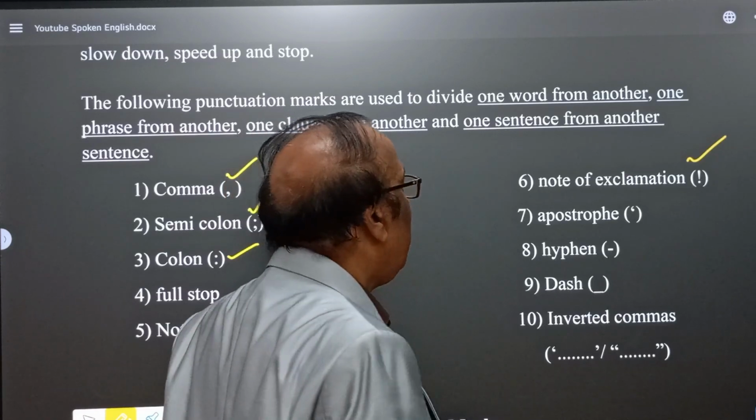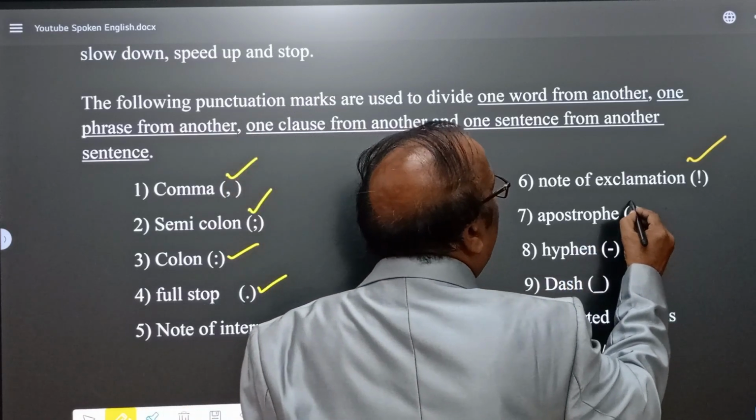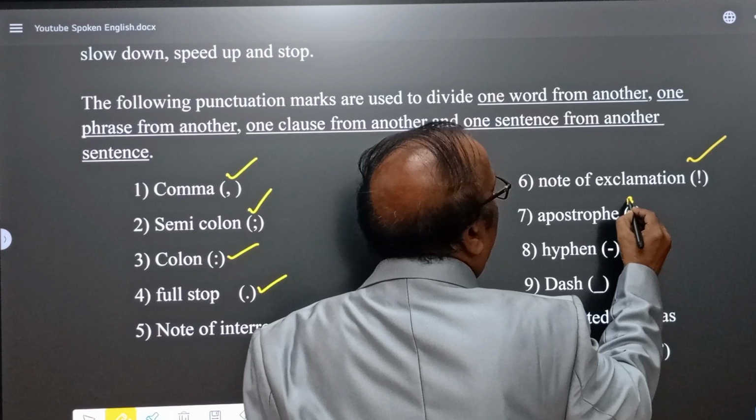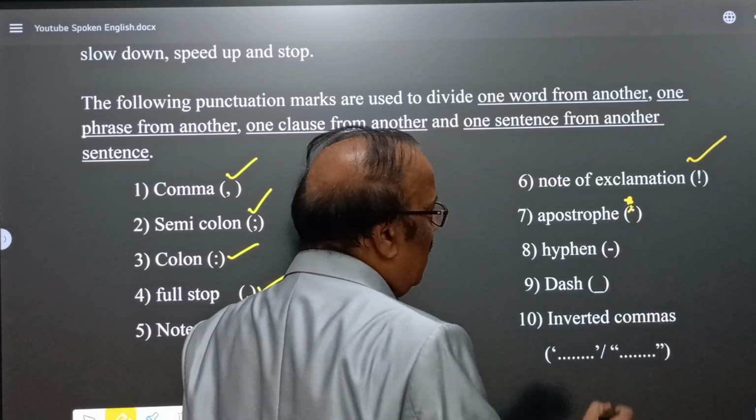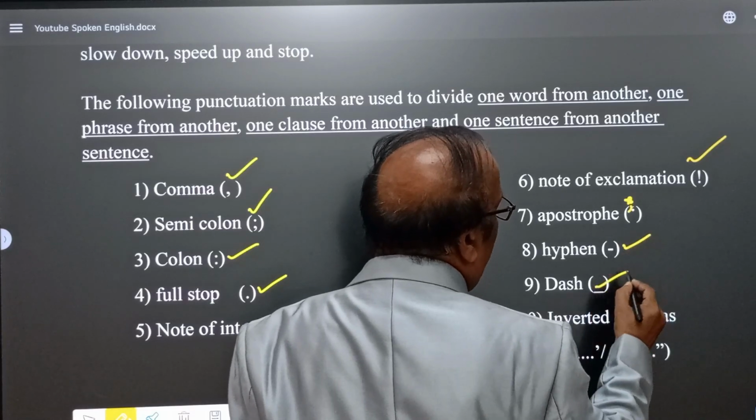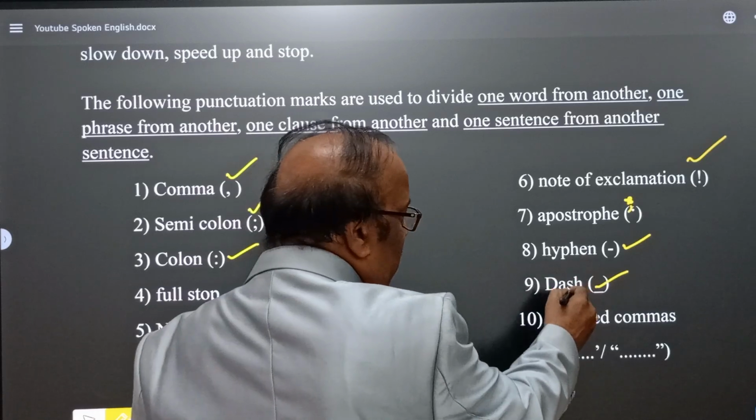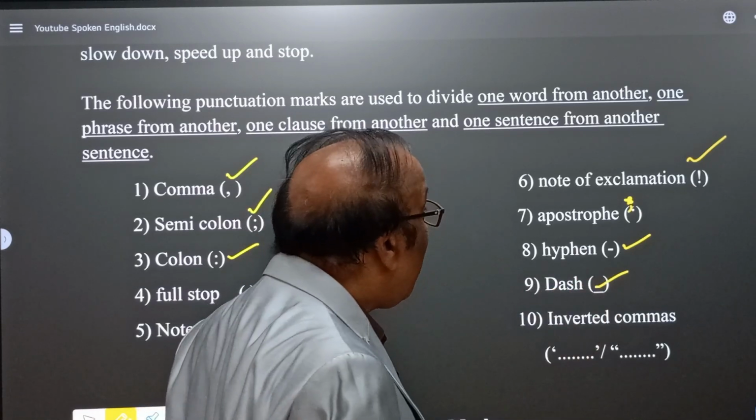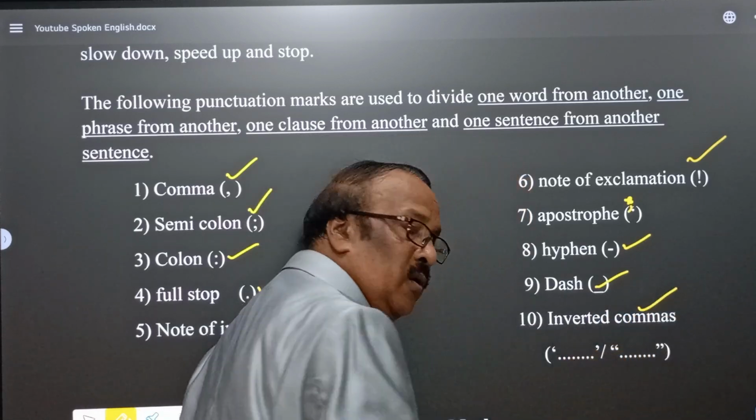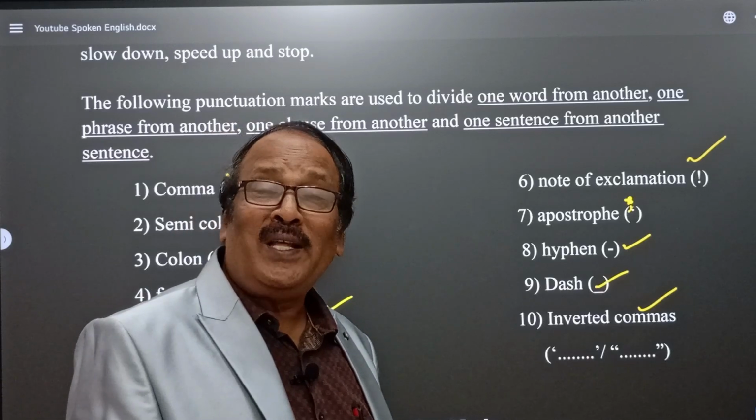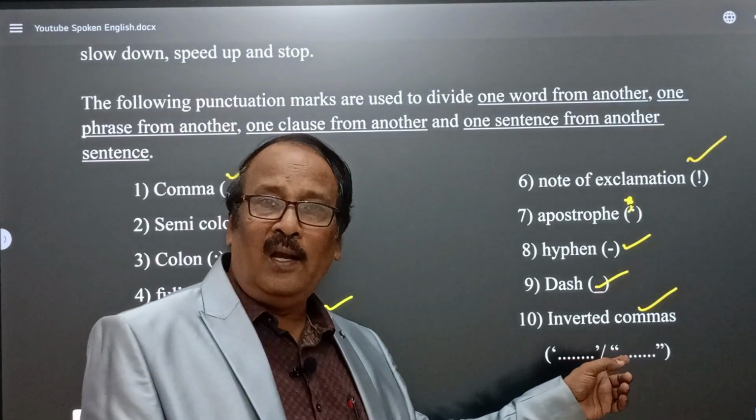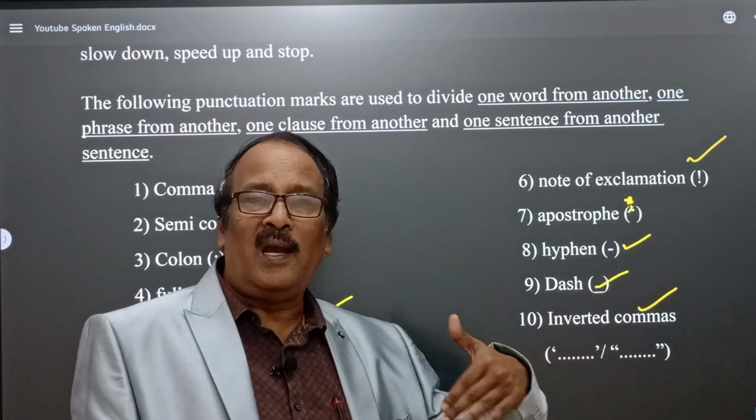And in other words, note of exclamation, or we say exclamatory mark, and another, that is apostrophe. And again this is hyphen, and this is dash. It means it is longer than that of hyphen. And finally inverted commas, or in other words what we say quotation marks. Here we find double quote and single quote. We will discuss it later on.